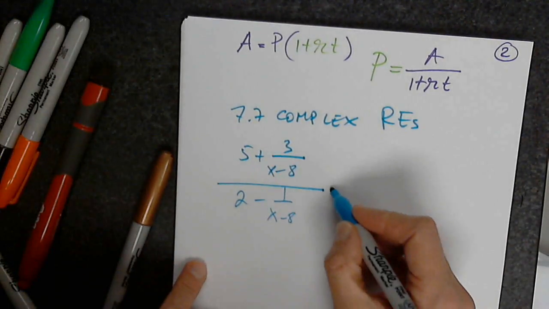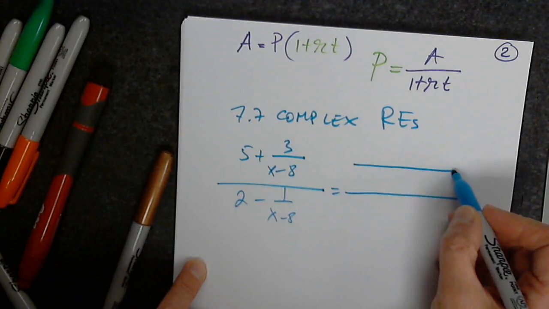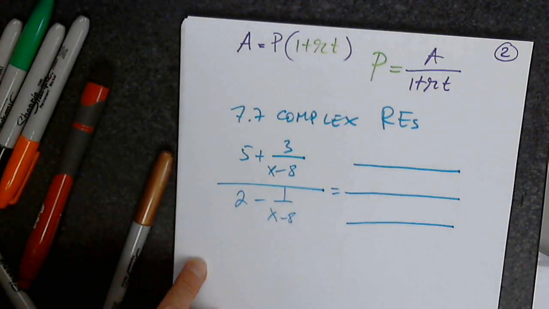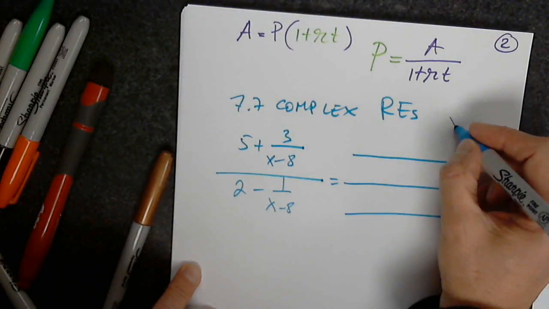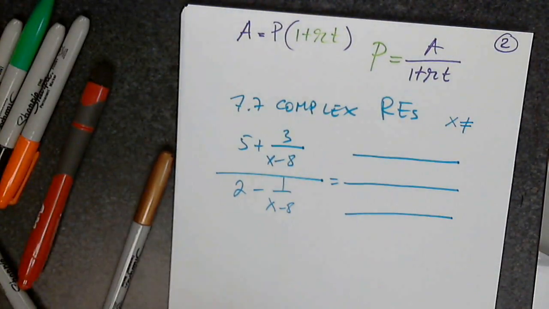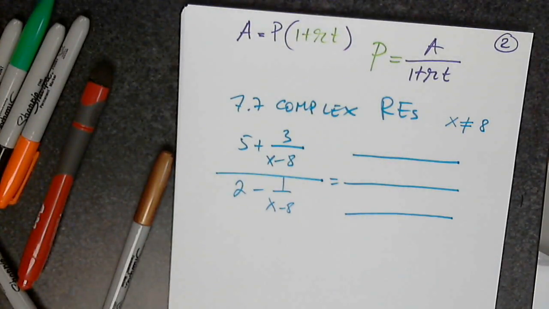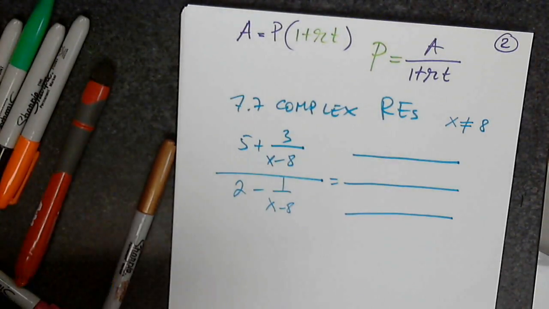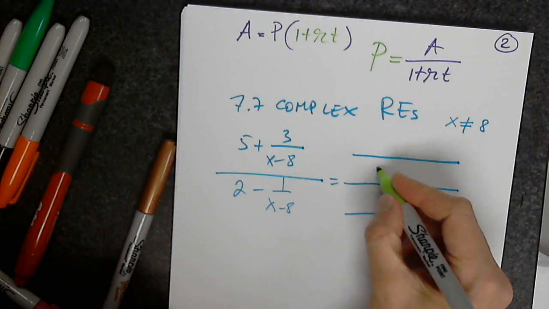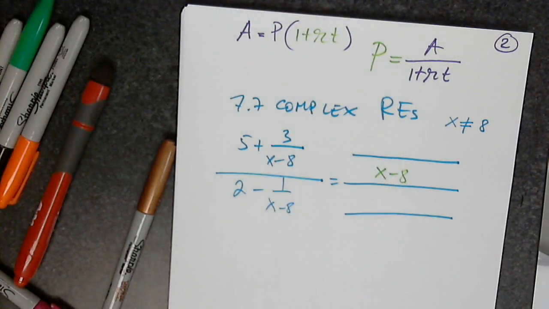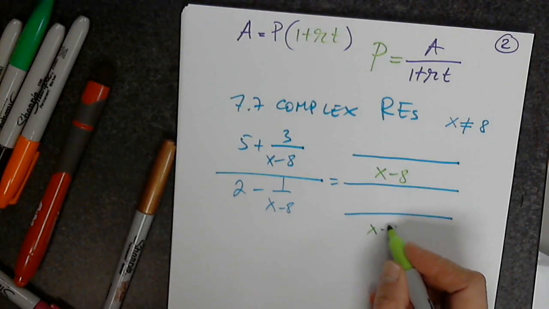Okay, so I look at the top, I find the LCD, I look at the bottom, and I find the LCD. And for now, I will state only one restriction, that x does not equal 8. Perfect. So what will be the least common denominator? Nothing is different from what we've done before. Adding fractions or rational expressions with unlike denominators. Same, everything the same. Okay. So the common would be x minus 8. Right, there is no other denominator. And the denominator is also x minus 8.